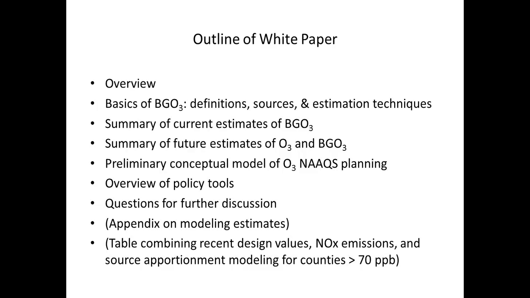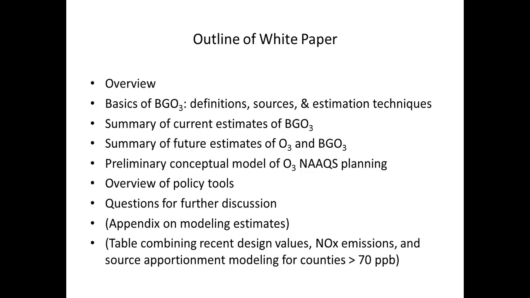We talk a little bit about the sources of USB ozone and ways in which that quantity is estimated, particularly through either rural monitoring networks, which can get you part of the way to estimating USB, or photochemical grid modeling tools. Then the third section in the white paper talks about current estimates of background ozone. I won't claim that this is an all-inclusive set, but we walked through some of the studies available in the peer-reviewed literature, as well as some additional work done here at EPA.